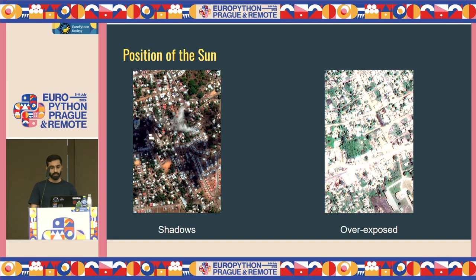The position of the sun matters, so some images might be overexposed. As you can see on the right, there are very high reflections from the objects, and you are not even able to see the road properly due to reflection. And there might be darker regions in the image, like you see a lot of shadows in this image. So the model won't be able to perform well on these images as well.